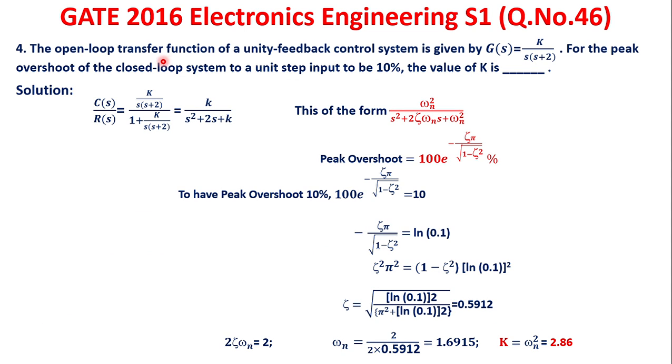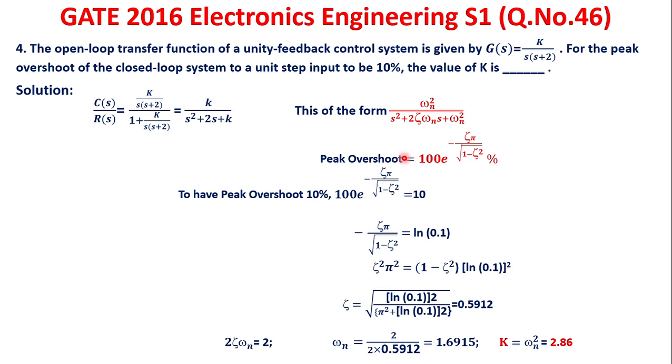Next problem, the open loop transfer function is given as k by s into s plus 2. For the peak overshoot of the closed loop system to a unit step input to be 10%, what is the value of k? I think this type of problem we have already seen in the second order system video, that is lecture 6. This is a second order system, again like the previous problem, almost the same transfer function, s square plus 2s. So s into s plus 2 they have given, so it is in the standard second order transfer function form.